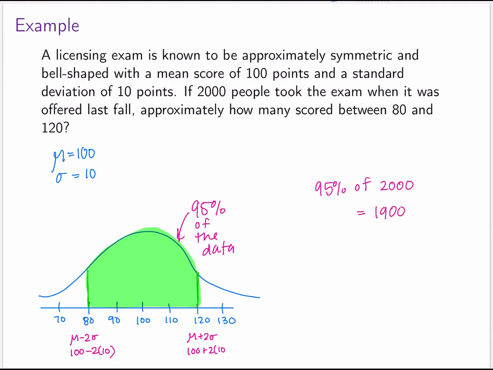So 1,900 people, oops, switched to my eraser accidentally. 1,900 people scored between an 80 and a 120, excuse me.